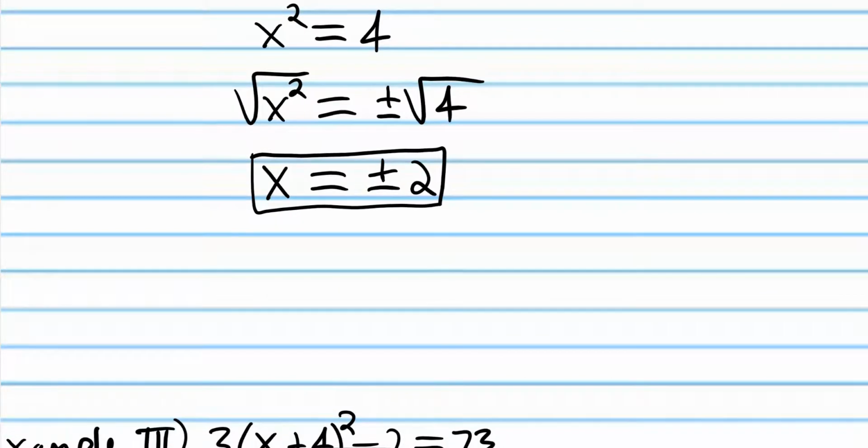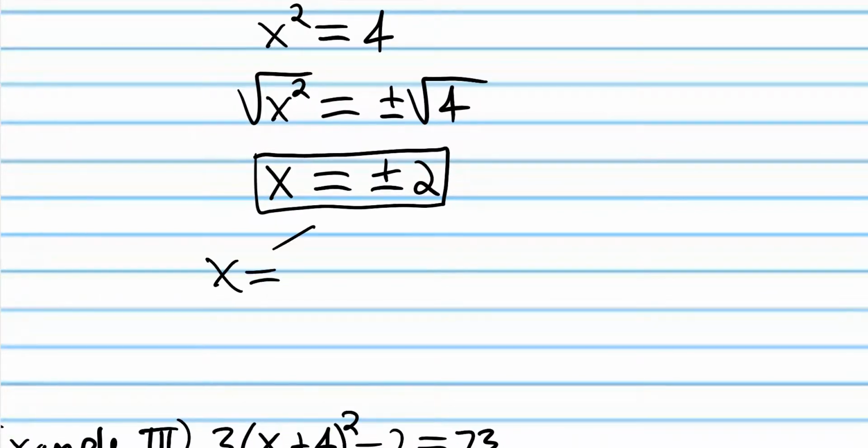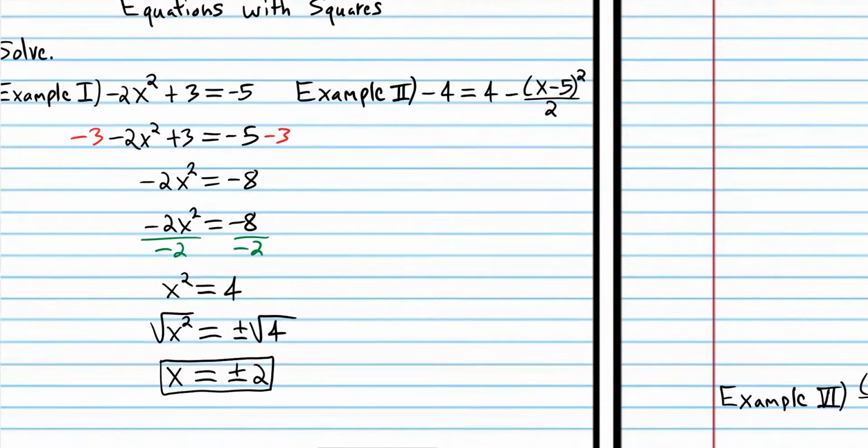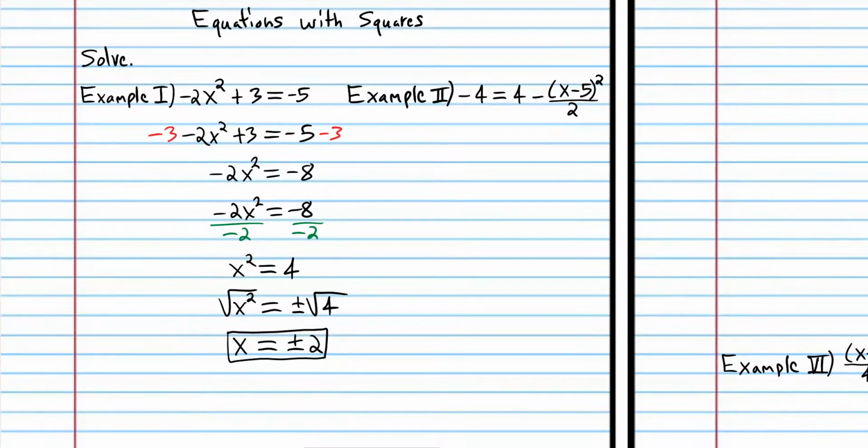And you're probably wondering, well, can't you break it into two parts and say x equals 2 or x equals negative 2? And the answer is yes, you can do that. But there's no reason to, because we can just leave it with the plus or minus sign. Okay, so let's try another one of these. We're getting a little bit more complicated here. I'm going to put a divider.